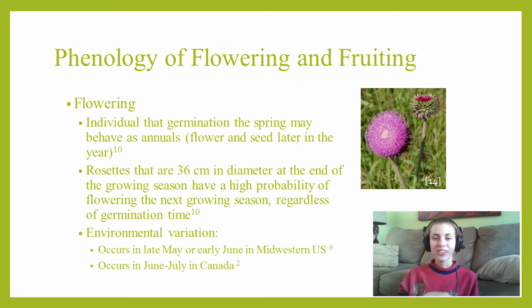As for phenology of flowering, individuals that germinate in the spring have a possibility to flower later in the year and behave as annuals, but rosettes that have reached 36 centimeters in diameter by the end of the growing season have a very high probability of flowering the next growing season regardless of germination time. And some environmental variation that happens with phenology is that it is dependent on the location. So in the Midwestern US, it occurs late May to early June, and in Canada, this occurs from June to July.